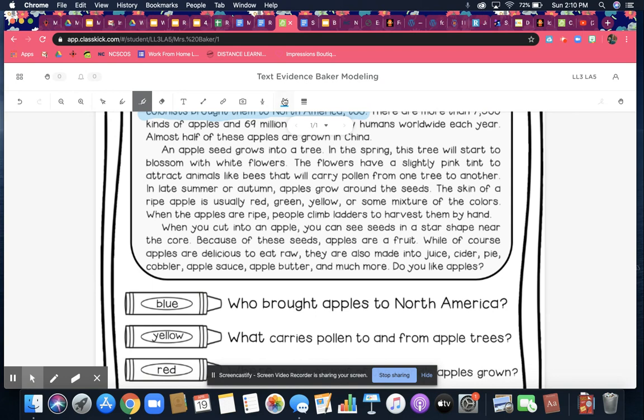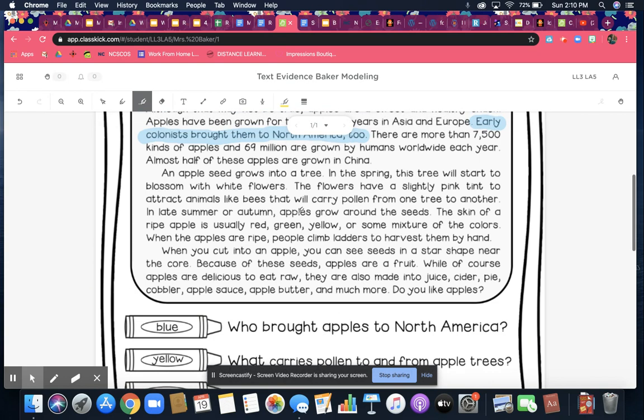Now we need a yellow highlighter. So I'm going to go up here and switch to yellow. What carries pollen to and from apple trees? So I'm going to keep reading. There are more than 7,500 kinds of apples, and 69 million are grown by humans worldwide each year. Almost half of these apples are grown in China.